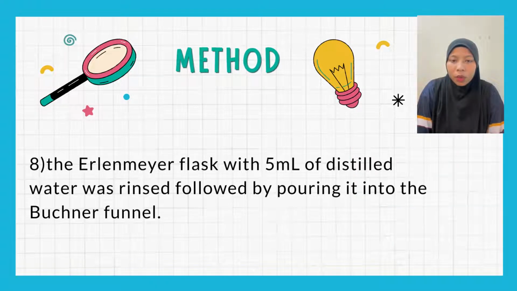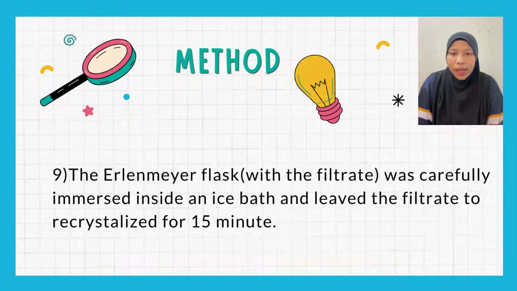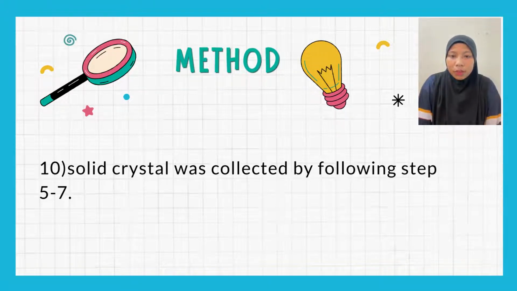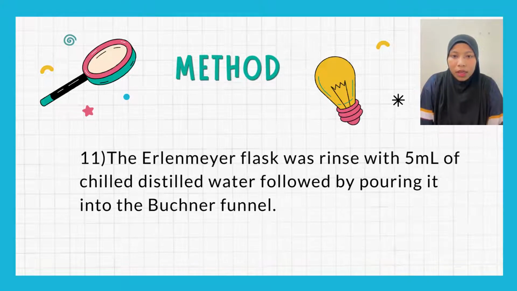The Erlenmeyer flask was rinsed with 5 ml of distilled water, followed by pouring it into the Buchner funnel. The Erlenmeyer flask with the filtrate was carefully immersed inside an ice bath and the filtrate was left to recrystallize for 15 minutes. Solid crystal was collected by following steps 5 to 7. The Erlenmeyer flask was rinsed with 5 ml of chilled distilled water, followed by pouring it into the Buchner funnel.